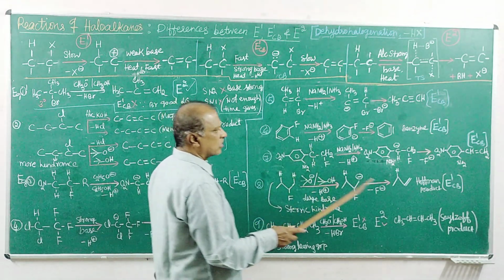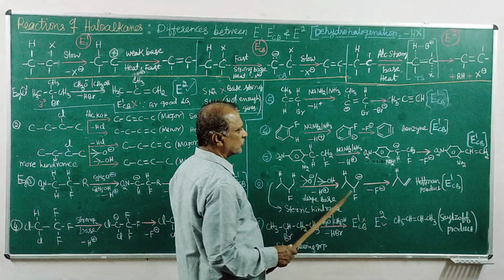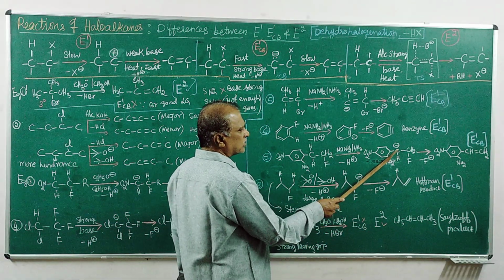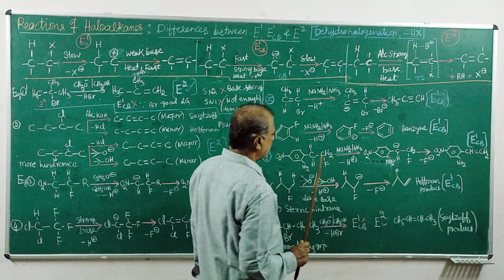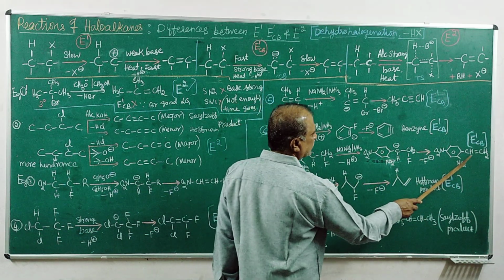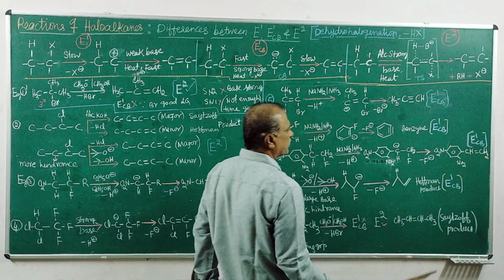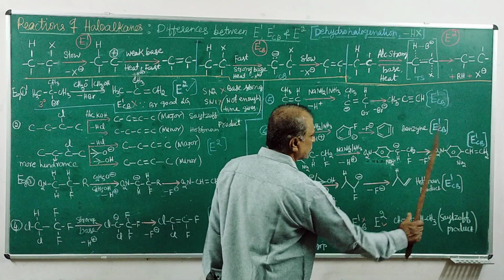It undergoes the E1CB mechanism. That is, this is the intermediate formation. Then F minus leaves, forming the double bond here. E1CB mechanism. The product is this; this is the mechanism it follows.